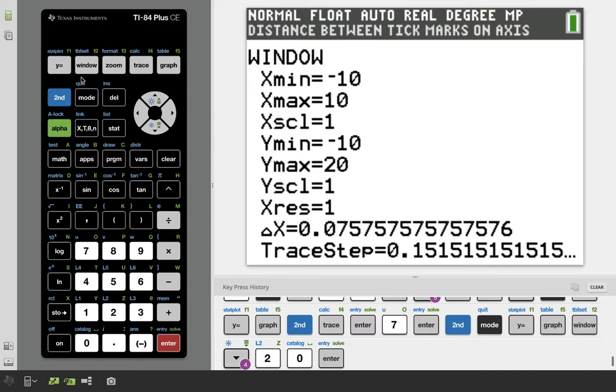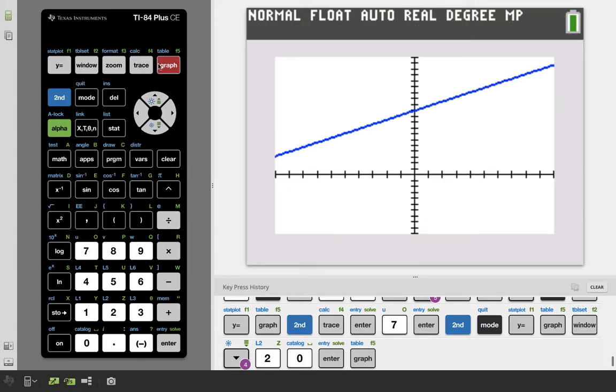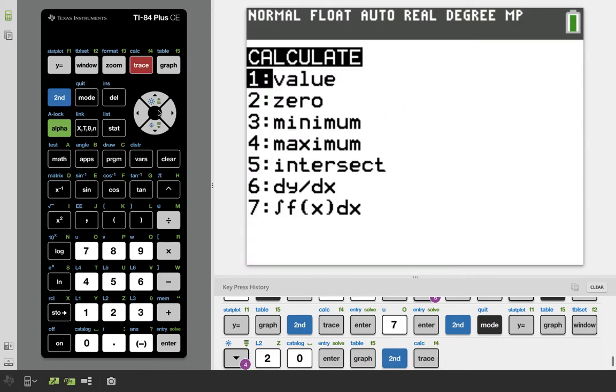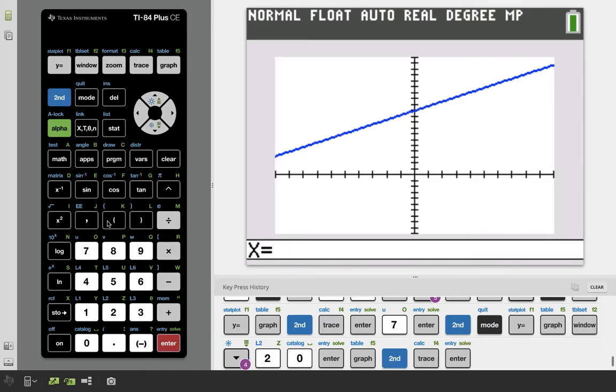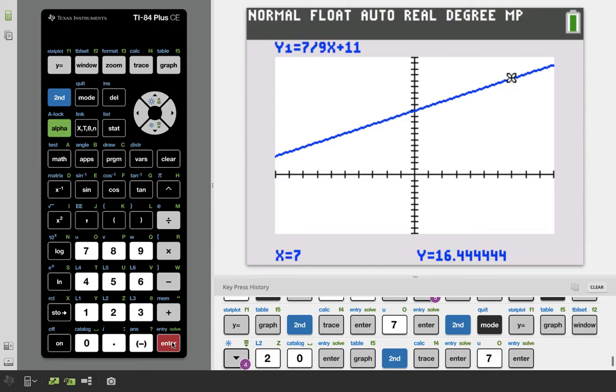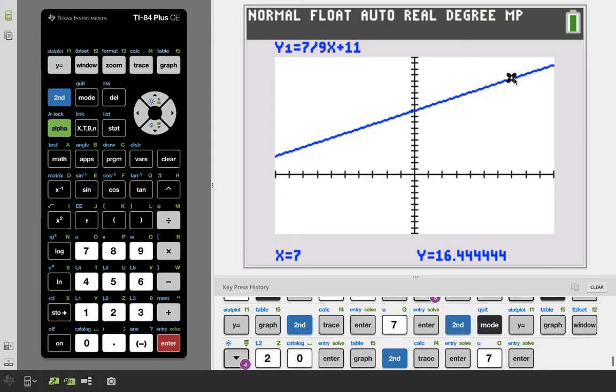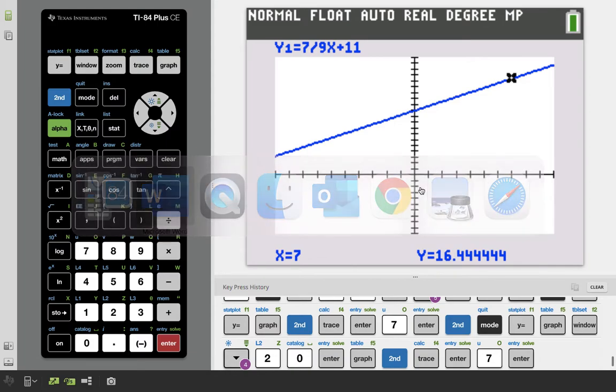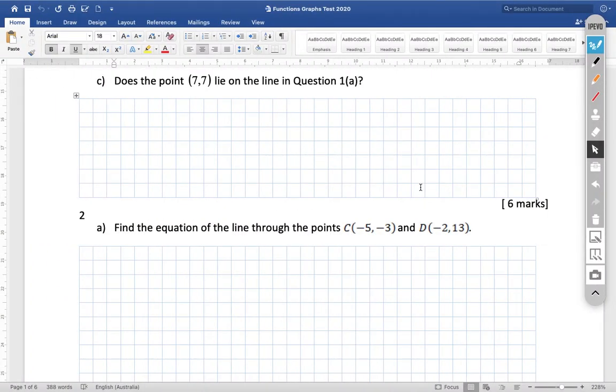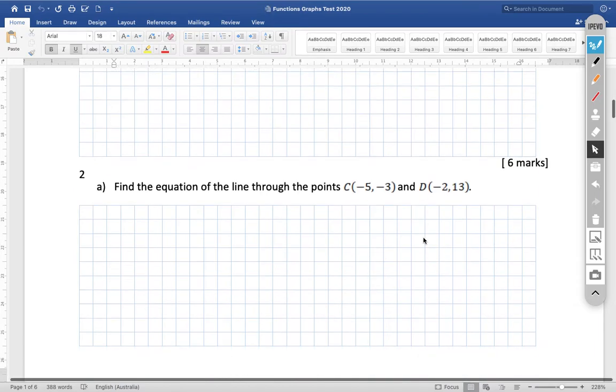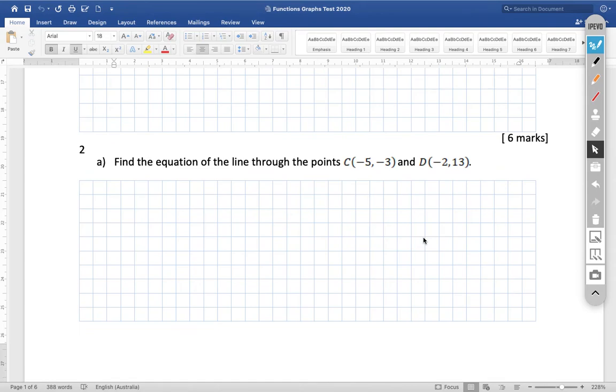So I've just pressed window to change what I'm viewing there. If I then do second calc value, make the x 7, see what the value actually is. And it's 16 and 4/9, so it's way off. 7, 7. Right, so that all agrees with my working, and I've done that to remind you to use your calculator in this test, even if you're just using it as a check like I just did then.